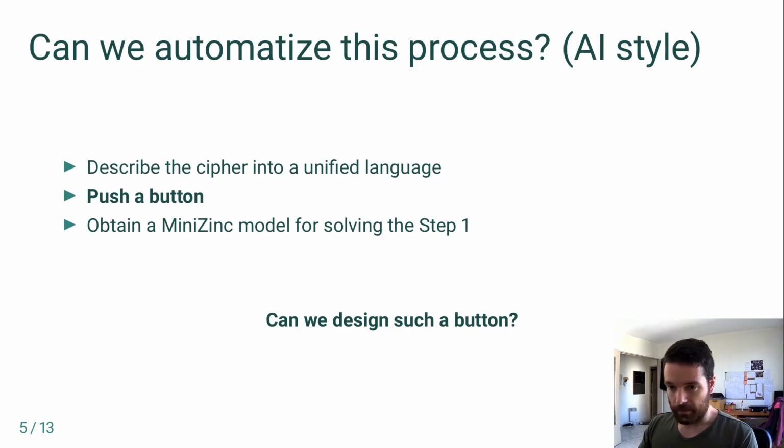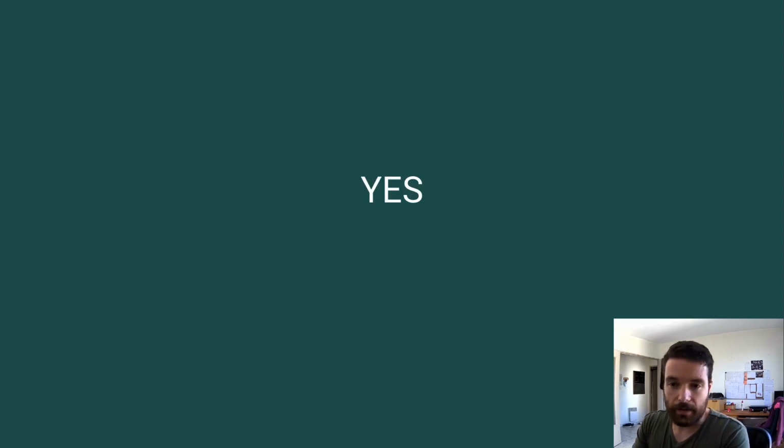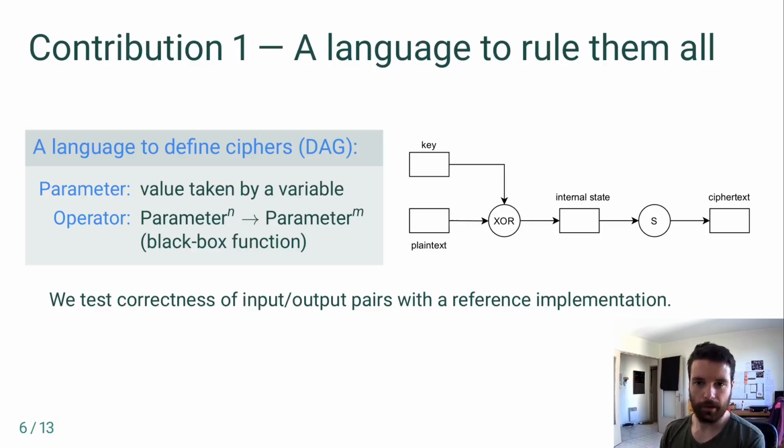So in this paper we asked this question, and actually the answer is yes. We can come up with a general procedure that will take as input some cipher and will produce some MiniZinc models. The first thing we have to consider when we want to build a generic toolbox is the input format. What we chose in this paper is to model a cipher using a DAG. Each node will represent either a parameter, which is some possible value taken by a variable, or an operator. We can see operators as some kind of black box function.